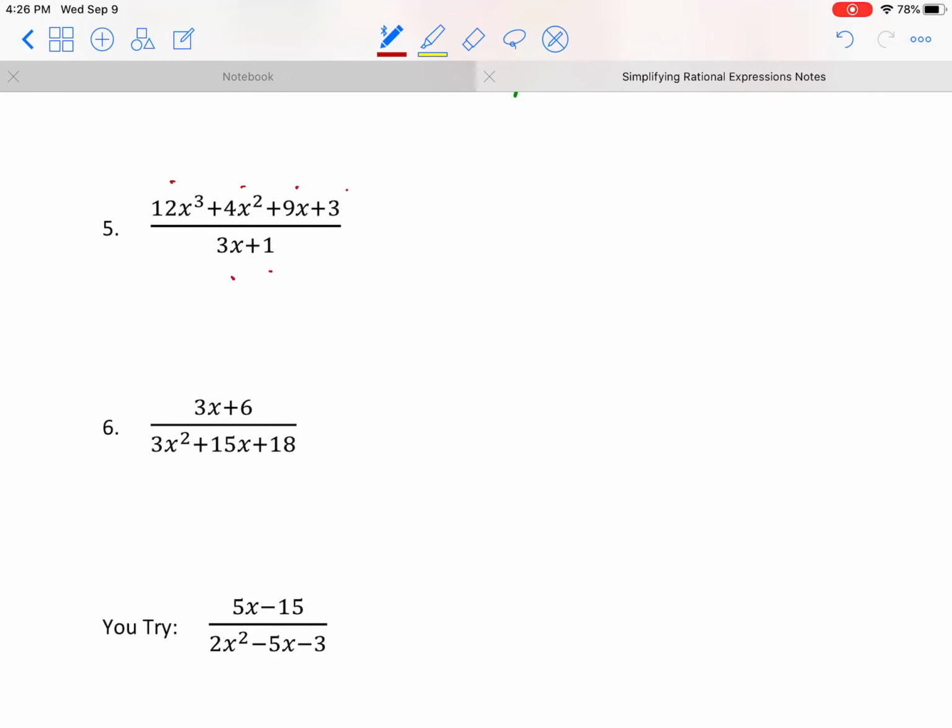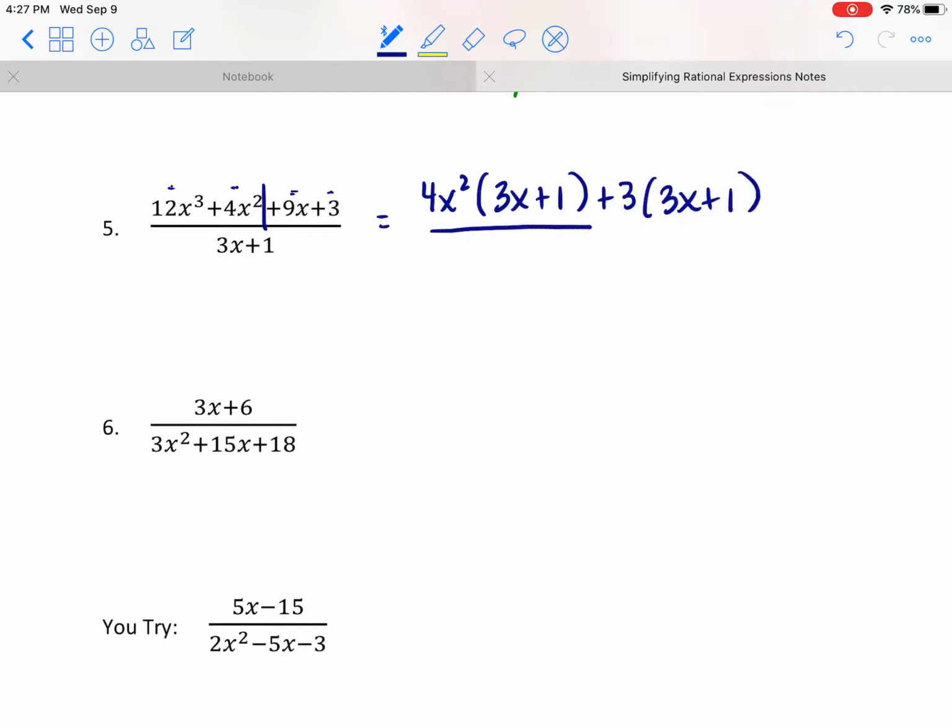All right, number 5. 1, 2, 3, 4, 5 terms. Do they have anything in common? They do not. So what we're going to do is we're going to factor. And remember, to factor 4 terms, we use the grouping process. So what could we take out of the first group? A 4x squared. And if I divide both of these by 4x squared, we're going to be left with 3x and then plus 1. And then the second group, these are both divisible by 3, so I'm going to take out a 3. That's going to leave me another 3x plus 1. And on the bottom, I technically still have my 3x plus 1.